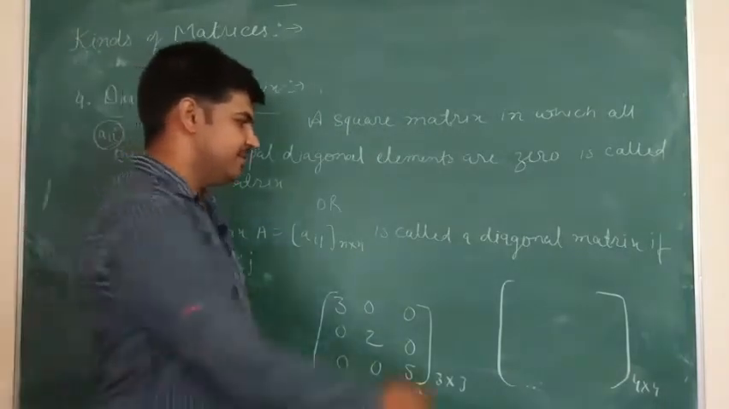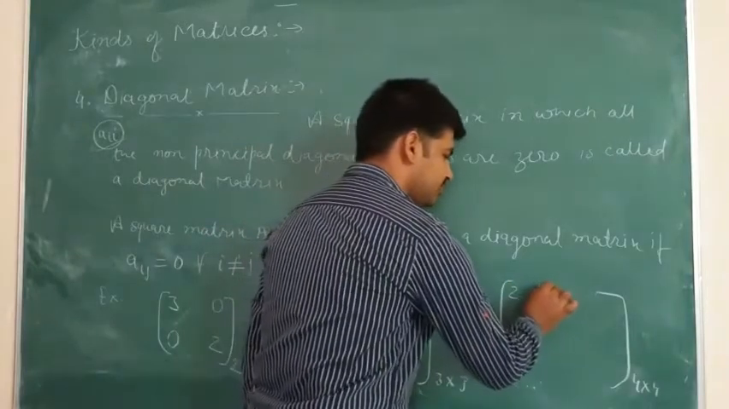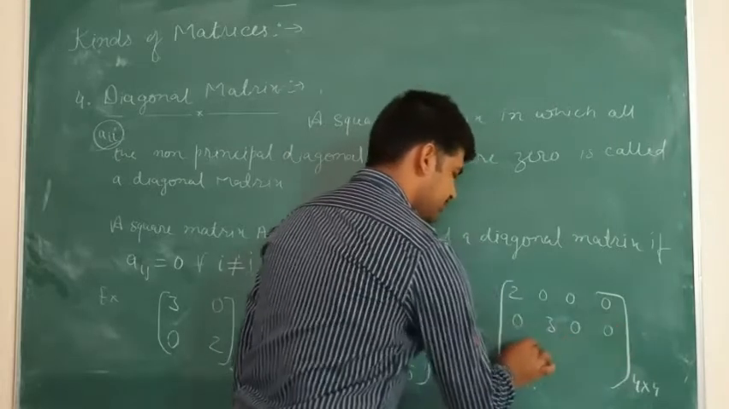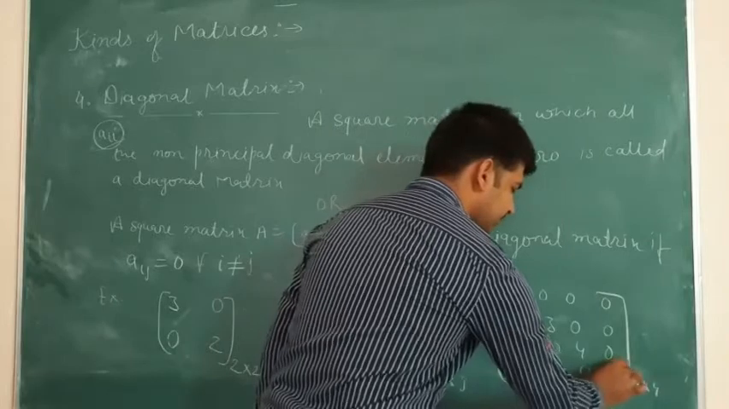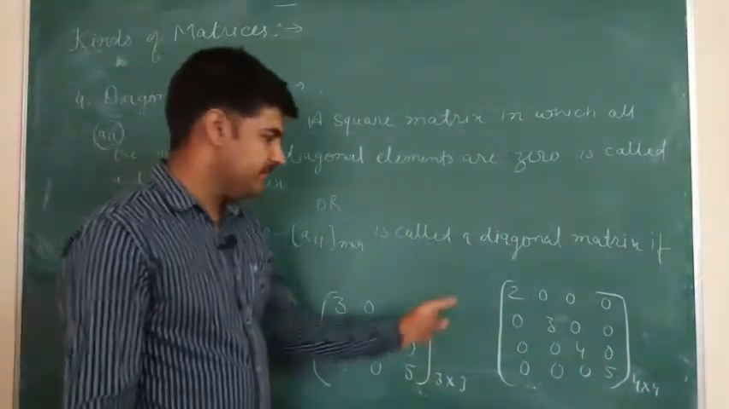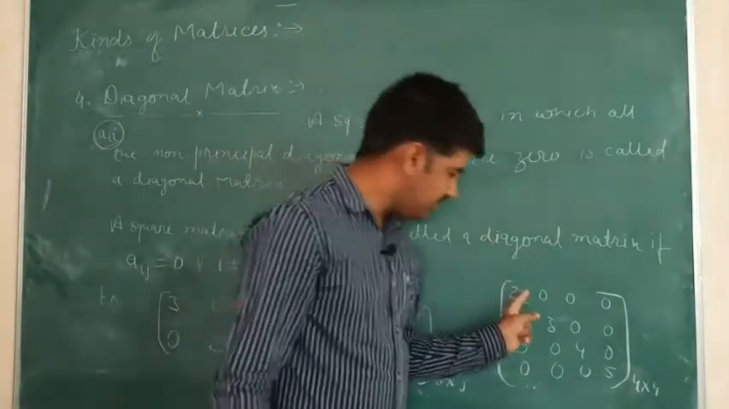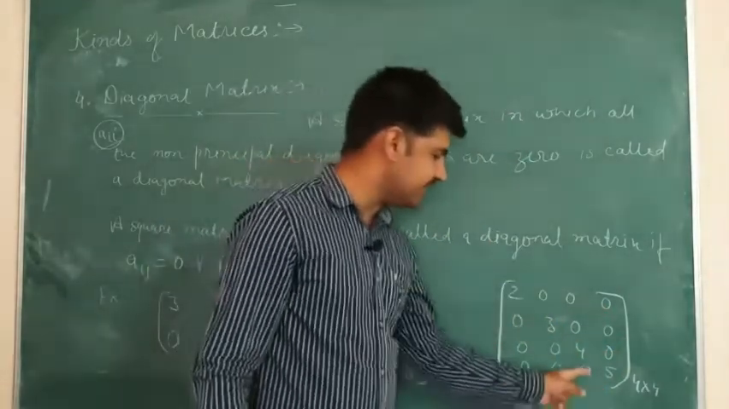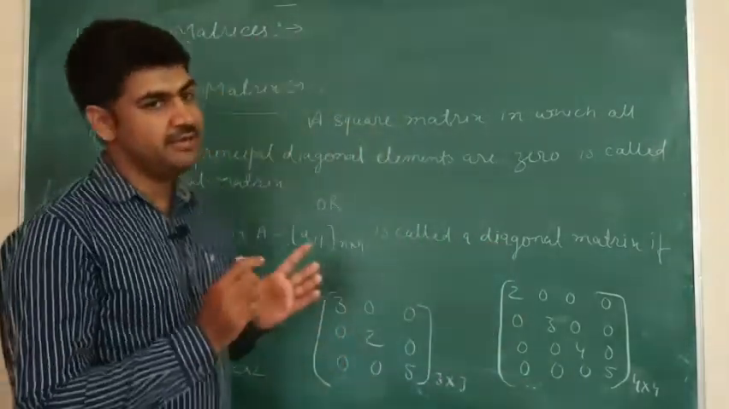Matrix of order 4 by 4. We may take, suppose, 2 0 0 0, 0 3 0 0, 0 0 4 0, 0 0 0 5. See students, I have taken a square matrix of order 4 by 4. In this matrix, all the elements which are non-principal diagonal elements are 0, therefore it is a diagonal matrix.